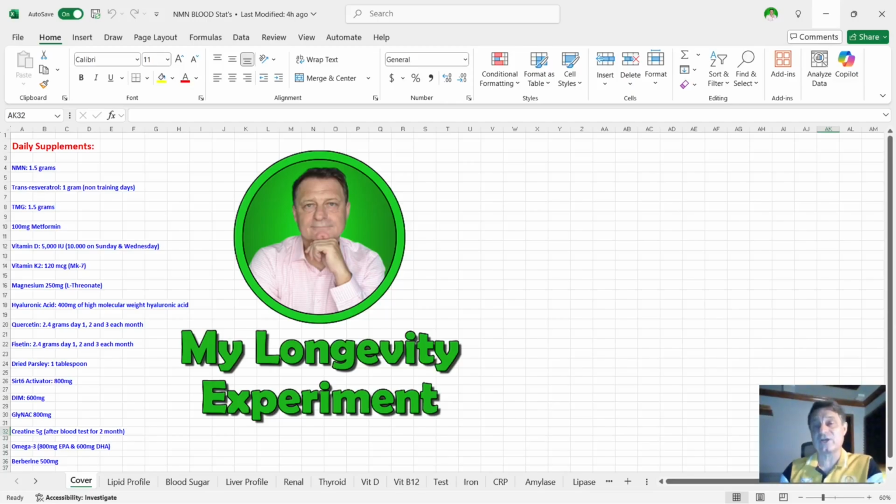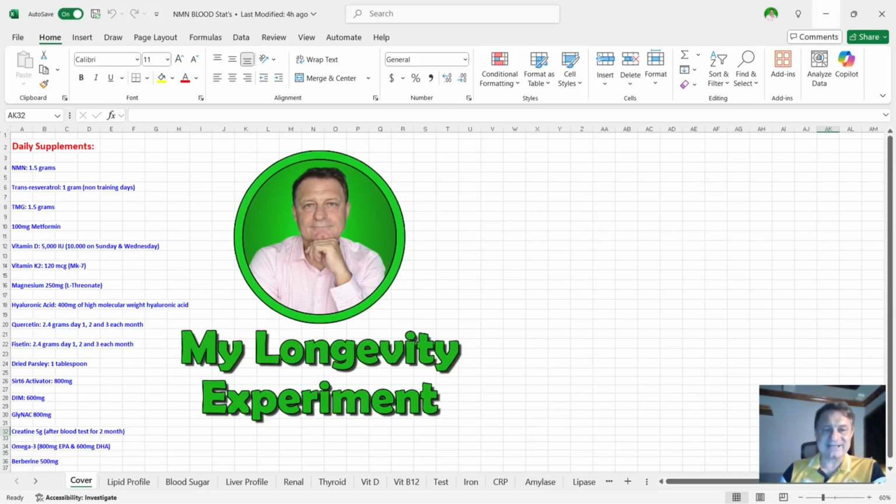And if you want to know why I go for periodic dosing and not daily, there's a link in my supplement list in the description below. Dried parsley, I do try to take that as often as I can. It's not easy to get a hold of. 1 tablespoon when I've got it, that goes into my yogurt with my resveratrol.